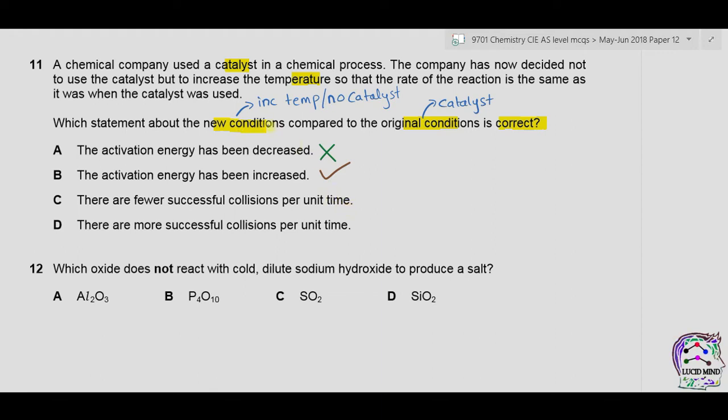As we can see that in new conditions we have increased the temperature and removed the catalyst, so therefore there is no effect on successful collisions. So this is incorrect. This can also be seen from the fact that rate of reaction is the same as it was when the catalyst was used. So when the rate of reaction is same, the number of successful collisions will also be same. This will not be fewer or more. The answer is therefore B.